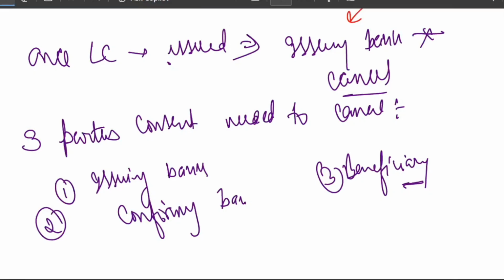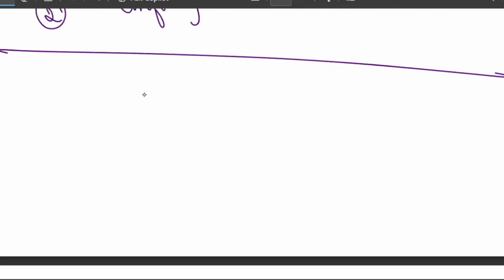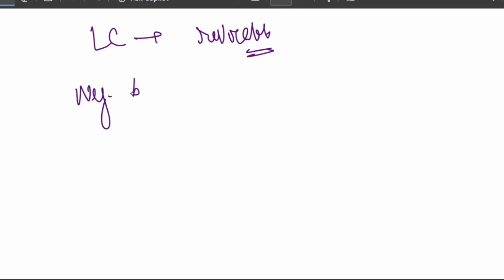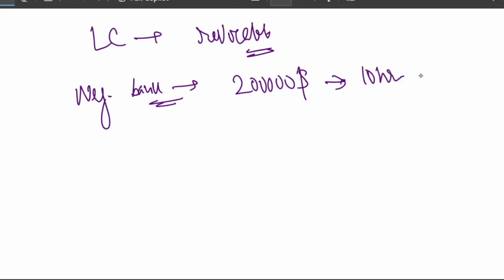So let's look at the scenario first. The LC was marked revocable. Just wait a minute, let me write it down. The LC was marked revocable, and the negotiating bank paid the exporter $2 lakh at 10 AM on 15th May.